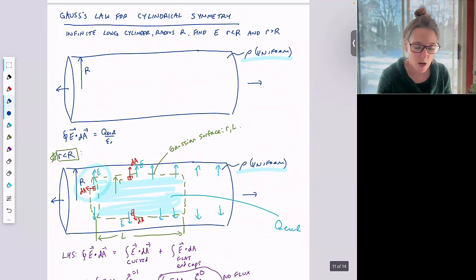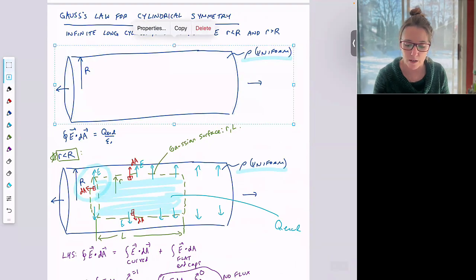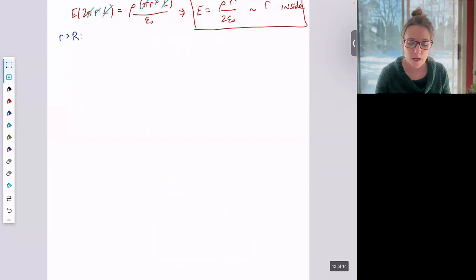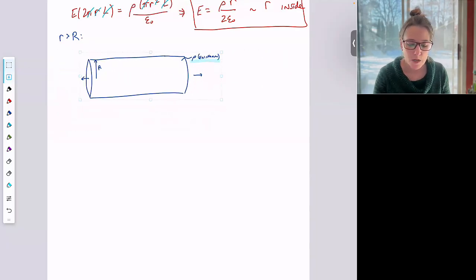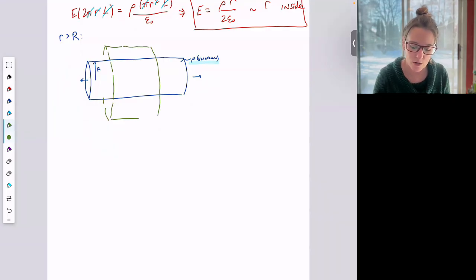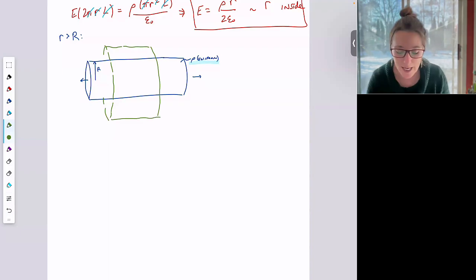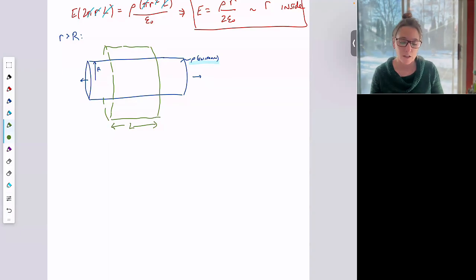So I'm going to go to my top picture and just copy it again. So here I can copy and then paste. And then now I'm going to paste it a little bit smaller, because in order to do this one, I want to picture my Gaussian cylinder here. And it doesn't really matter how long you make your Gaussian cylinder, but it does have to have a finite length. It cannot be infinite.